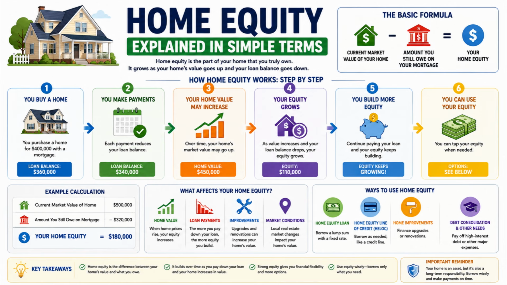Now, once you build equity, you may be able to use it when needed. Some homeowners use a home equity loan, which allows them to borrow a lump sum with a fixed rate. Others use a home equity line of credit, also called a HELOC, which works more like a credit line that can be used when needed. Some people use equity for home improvements, education costs, debt consolidation, or other major expenses.